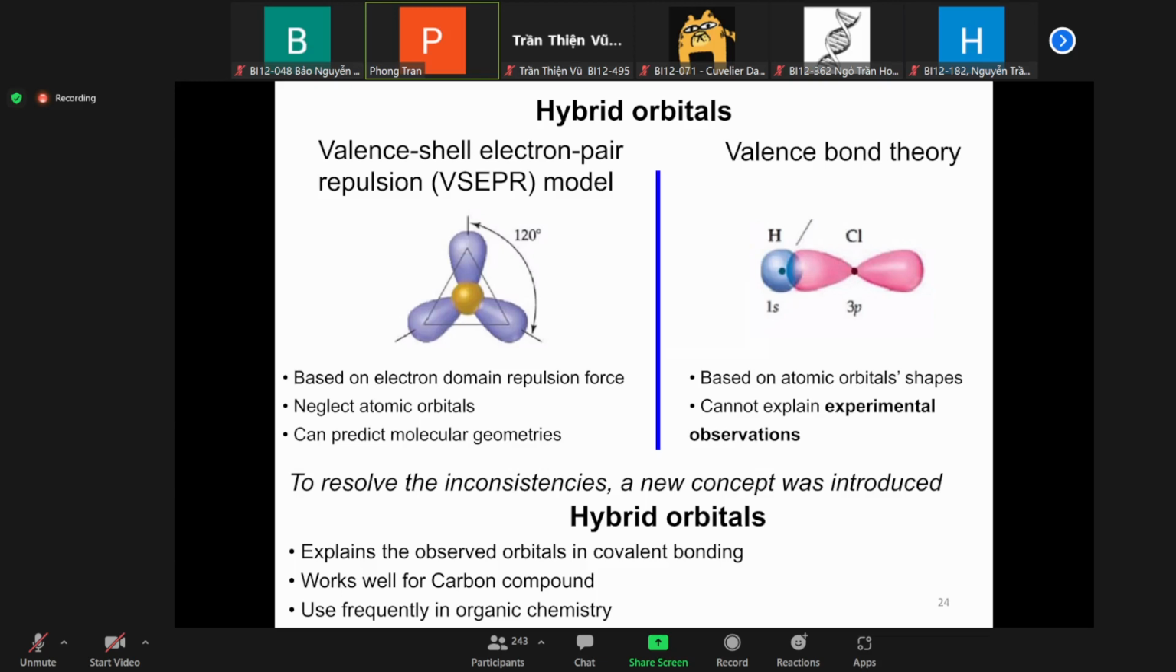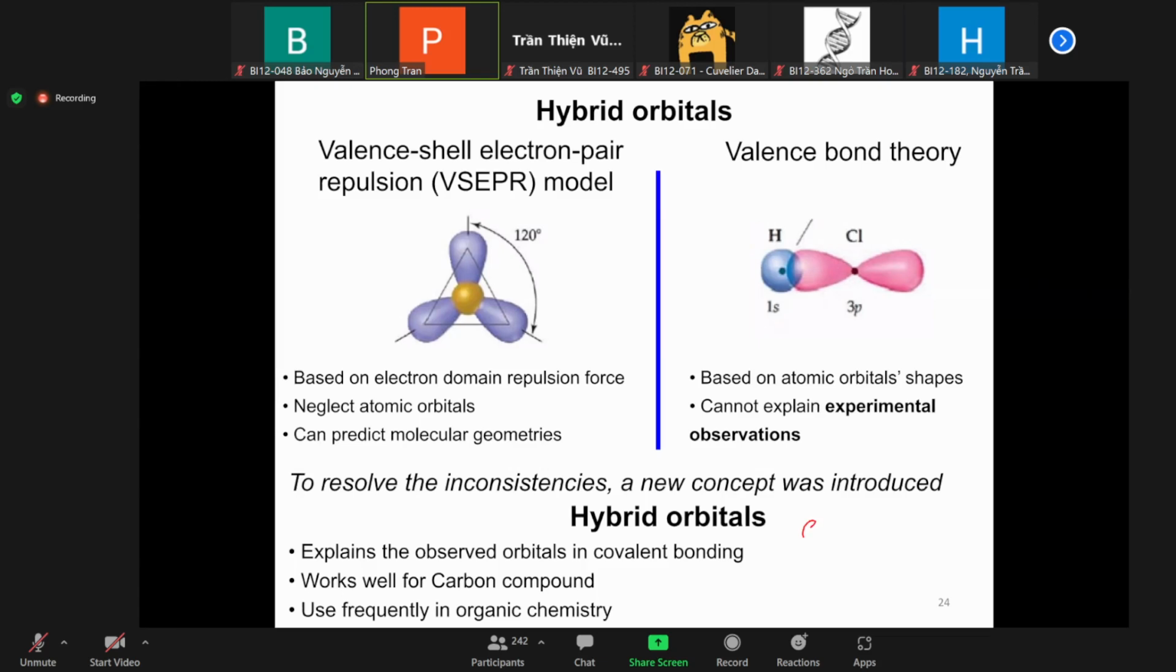But the problem is that by simply following strictly the valence bond theory through the orbital overlap, we cannot explain experimental observation. What could be the experimental observation? We cannot explain. For example, when you take the carbon, you have 4 valence electrons, right? Then you have 2 electrons in 2s, and then 2 electrons in 2p, like this.